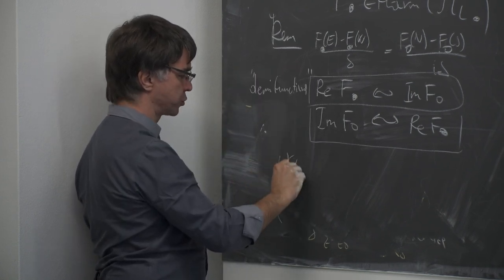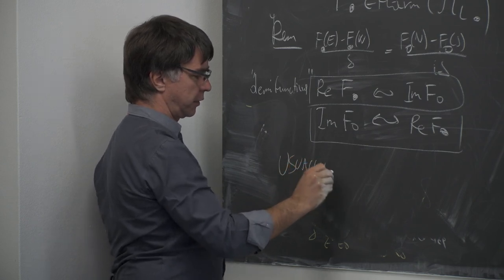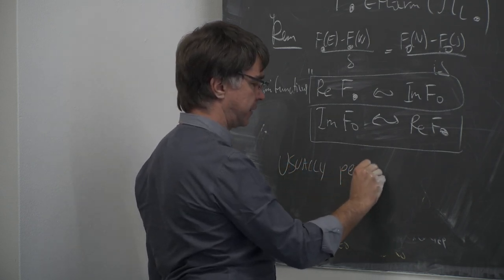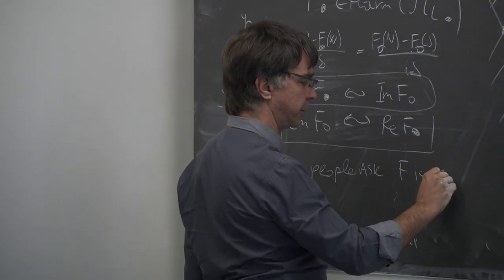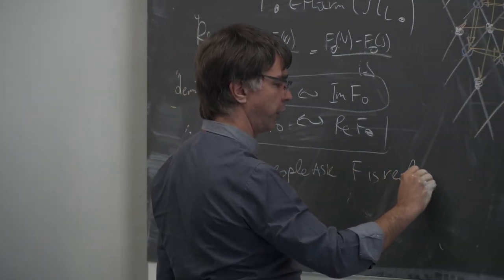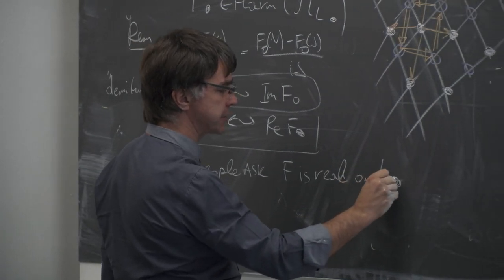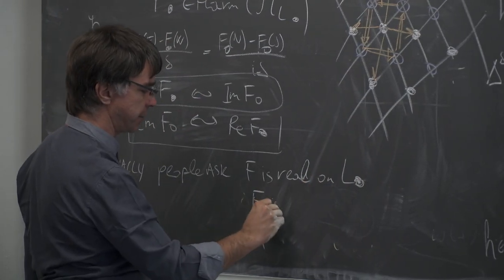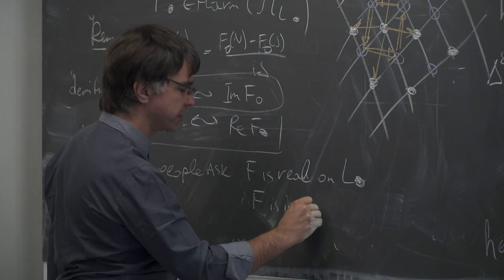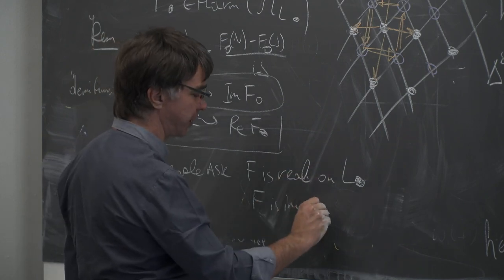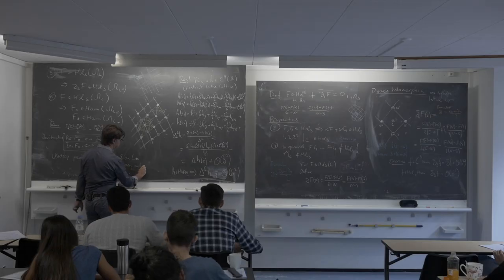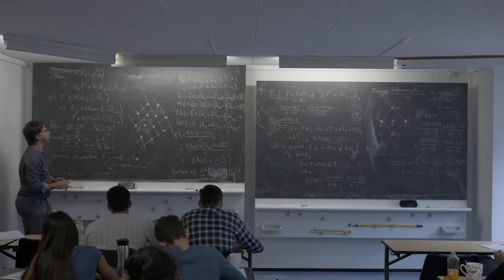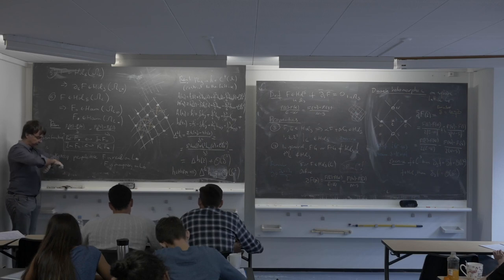So usually people ask that f is real on the black lattice and f is imaginary on the white. That is, that f is real on one of them and imaginary on the other one.